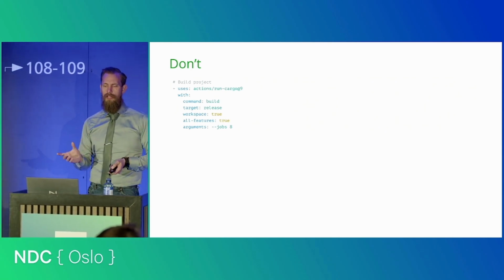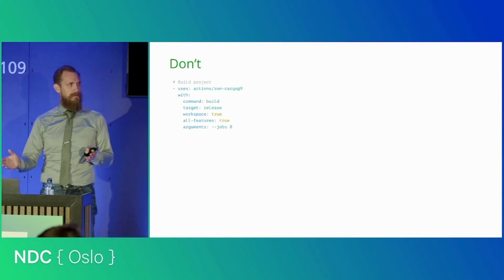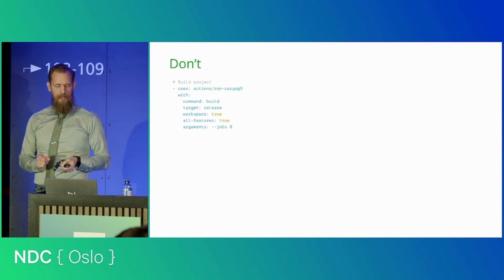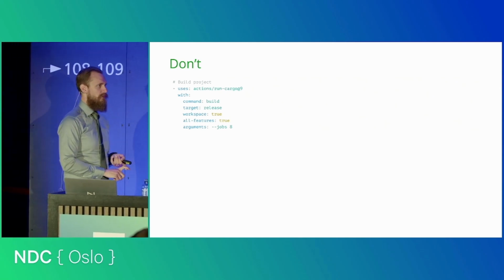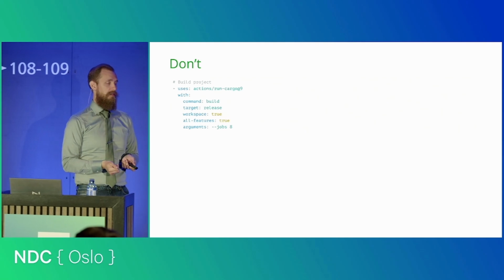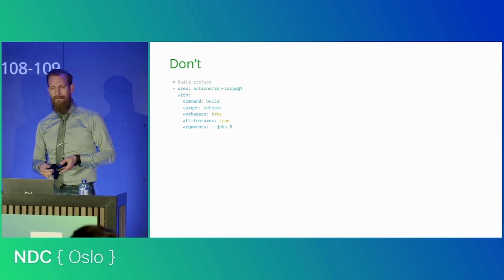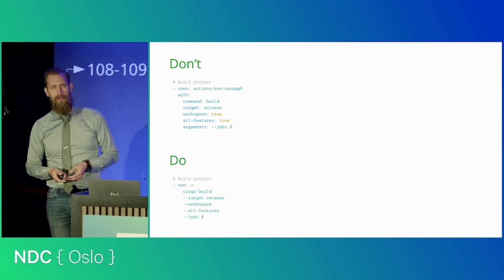Then, if you're lucky, there's an escape hatch where you can just throw in arbitrary arguments. But now you have a mix of nicely formatted YAML and sort of like a command line at the end, which is just confusing. And if you're out of luck, you don't have an escape hatch, and you can't add your arguments. So instead, just run the command.